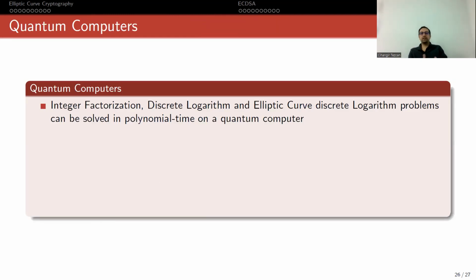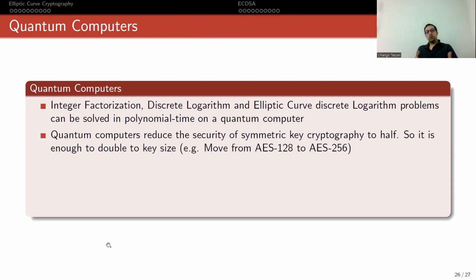So integer factorization, discrete logarithm, and elliptic curve discrete logarithm problems can be solved in polynomial time on a quantum computer if you can build such a huge quantum computer. And actually, we don't know if we can do it. Okay? Quantum computers reduce the security of symmetric key cryptography to half. So it is enough to double the key size, for instance, moving from AES128 to AES256.